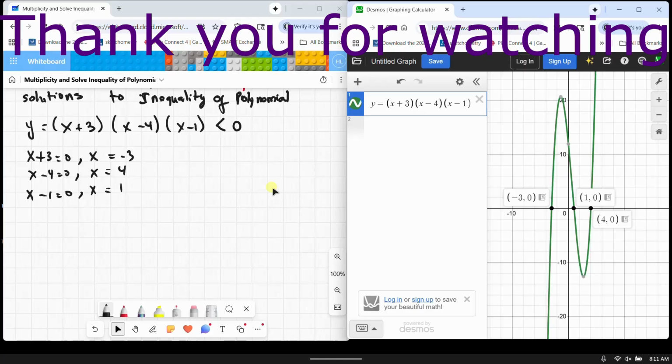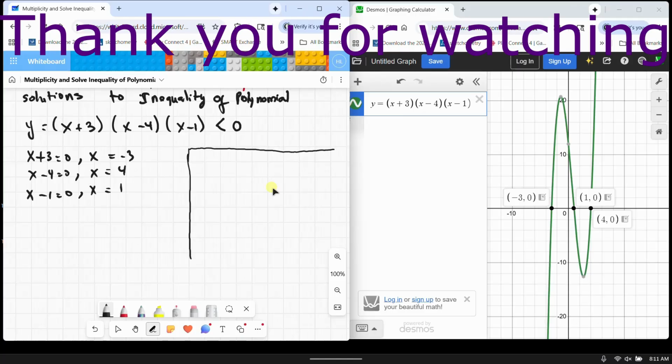So here I'm going to use a table like this. The first one is the x, whatever the x solution is. This one is x plus 3. This one is x minus 4. This one is x minus 1. So depending on how many groups you have in your inequality, you list all of them out.